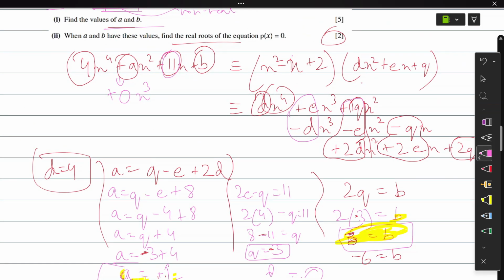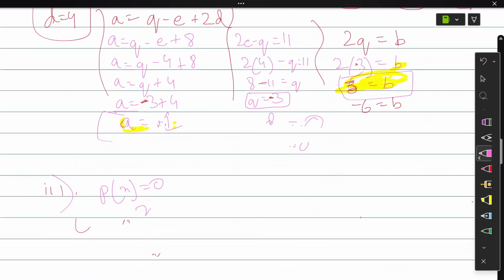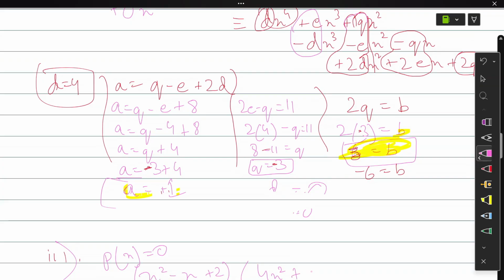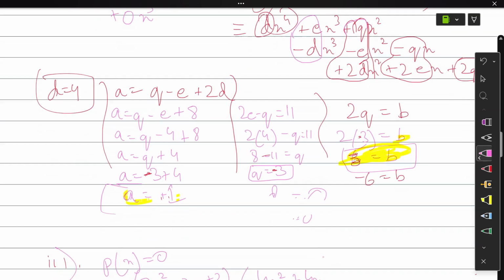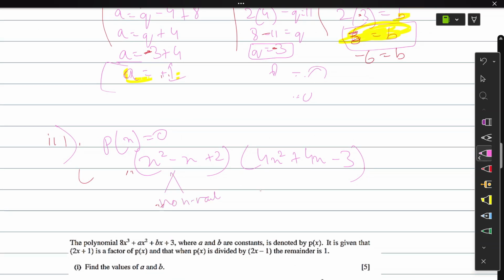So P of x equals 0. P of x can also be written as two quadratic equations, x square minus x plus 2, and the other one is 4x square plus 4x, and Q is now equal to minus 3. There we go. Now this gives you non-real values, so just leave it at that, and this one gives you 2, 2, 4 plus 4 and minus 3. So this gives you x equals half, and the other value is x equals minus 3 over 2.